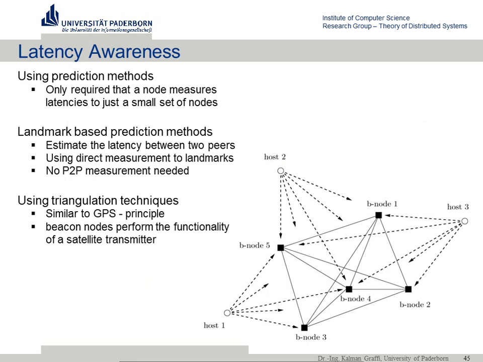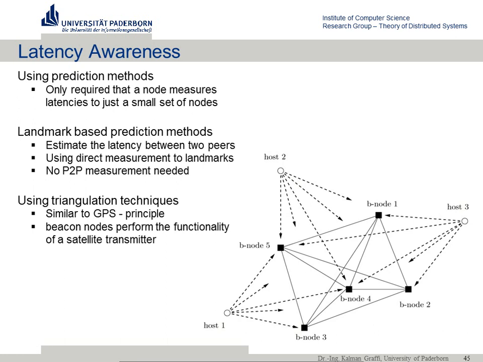Latency aware. What does it mean? Like I said, it's the idea that you pick your neighbors based on how close they are to you. And typically you cannot know, if you have 10,000 or 100,000 nodes, the latency to all of them. That means, how do you estimate the latency between two peers?